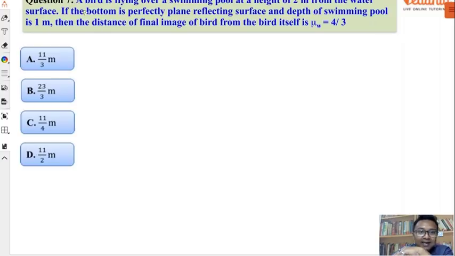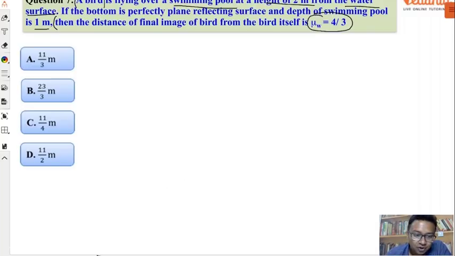Okay guys, see, there's a bird, a very standard question. There is a bird and it is flying over a swimming pool at a height of 2 meters from the water surface. If the bottom is a perfectly plain reflecting surface and the depth of the swimming pool is 1 meter, then I have to find out the distance of the final image of the bird from the bird itself. And they have given us the value of the refractive index of the water.